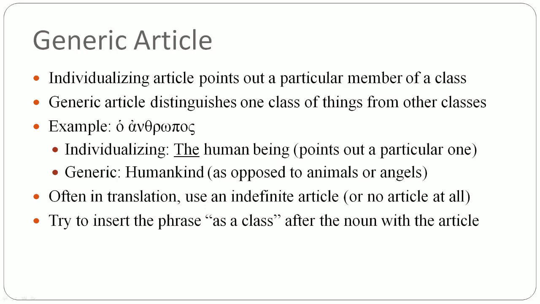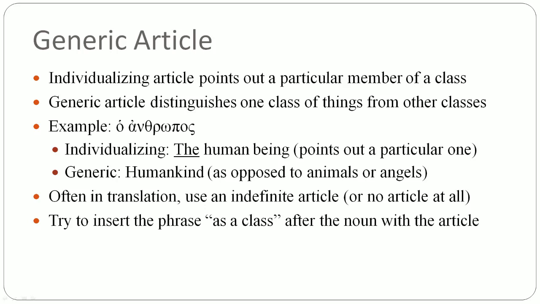Whereas the generic article takes a class of things. It's looking at an entire group of people or things, and it says, okay, now we're going to take this one class or group, and here's how it is different, or we're going to just point out that it's different from others. Okay.